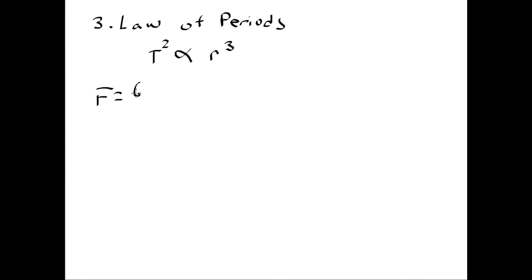And the third of Kepler's laws, number 3, is the law of periods. Basically, what this law states is that the period squared is proportional to the radius cubed. So basically, the greater the radius, the greater the period. And we can prove this by using the gravitational force equation, G M_e m over r squared, and setting that equal to the centripetal force.